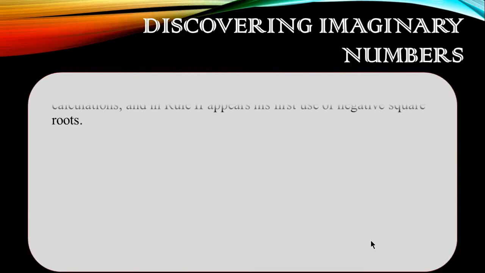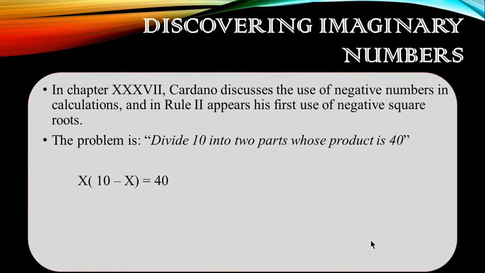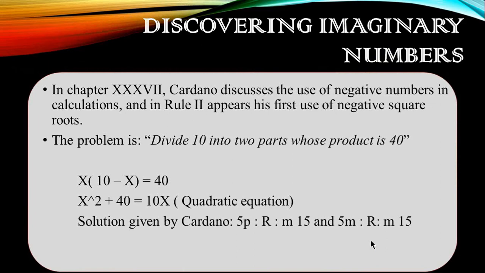For the last part, discovering imaginary numbers. For your information, Cardano was the first to use the square root of a negative number, and here are some of the problems involving imaginary numbers in the book.